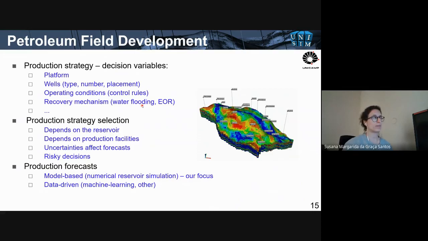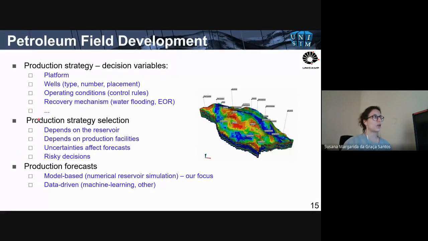When I talk about type, it's not only producers and injectors, but also whether they're going to be vertical, horizontal, or deviated, and whether they are going to have conventional completion or intelligent completion. So all of these systems in themselves are very complex. And we have all the operating conditions: I have decided to drill these wells in this place, now how am I going to operate this in time? All of this is very complex, and this is what you have seen in the production strategy selection class.